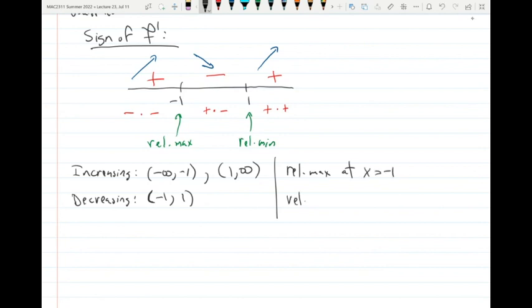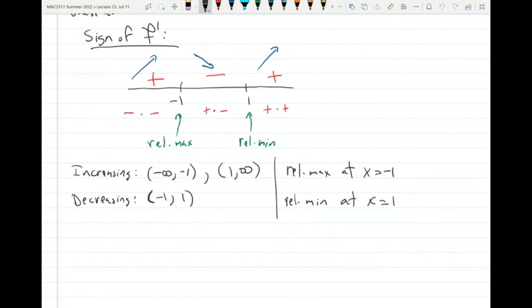Negative 1. And we found a relative max. Where? 1. Relative minimum at 1. So I will just say this, but remember, when we are graphing, you need to know everything. You need to know also the y value. How do you find the y value? Plug it into the function, the original one.